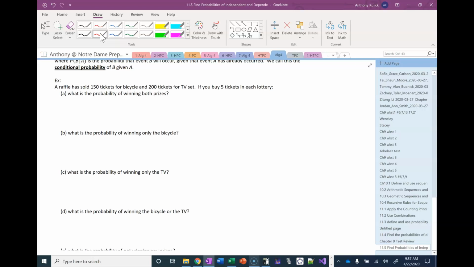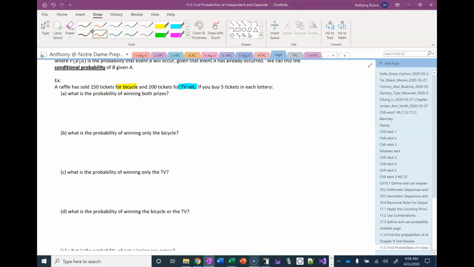So the first example says a raffle has sold 150 tickets for a bicycle and 200 tickets for a television set. So we're going to draw a ticket out, and the person that has the winning bicycle ticket is going to win the bicycle, and the person that has the winning TV ticket is going to win the TV. It says we buy 5 tickets in each lottery, and we want what is the probability of winning both prizes. So one event here is going to be winning the bicycle. The other event is going to be winning the television set.